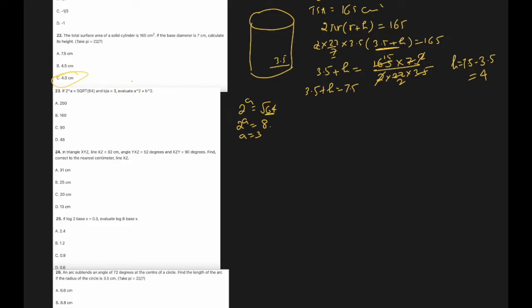And b over a is 3. b over 3 is 3. So that makes b equal to 9. Yeah, 3 times 3 is 9. Evaluate a square, which is 3 square, plus b square, which is 9 square. 9 plus 81 is 90.